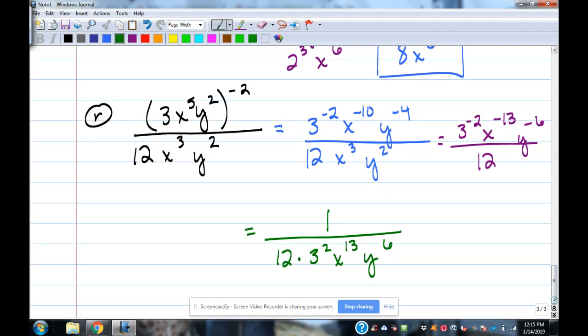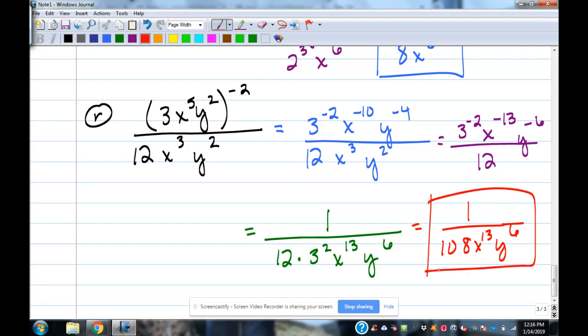Now we need to work this out. What's 3 squared? 3 times 3 is 9. What's 9 times 12? 9 times 12, 108. Good job. 108 is the number that's on the bottom. So 1 over 108, x to the 13, y to the 6th. That one had almost every property that we've done. Not quite, but almost.